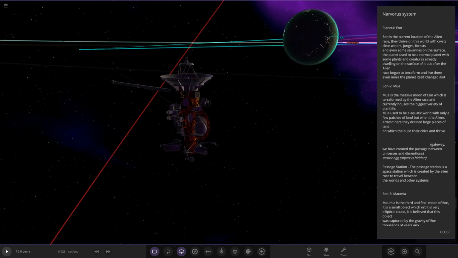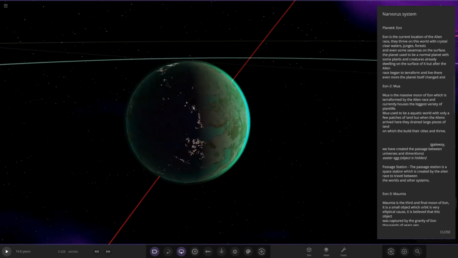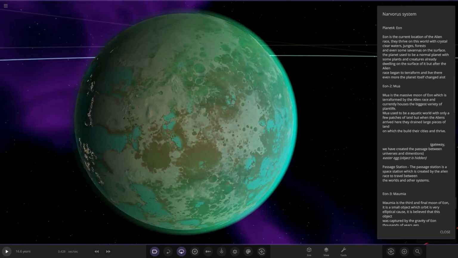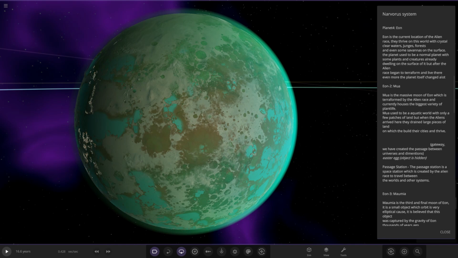Okay, cool. Yeah, so the planet itself, Eon, is the current location of the alien race. They thrive on this world of crystal clear waters, jungles, forests, and even some savannas on the surface. The planet used to be a normal planet with some plants and creatures already dwelling on the surface, but after the alien race began to terraform, a lot has changed. Right, so there's that world.